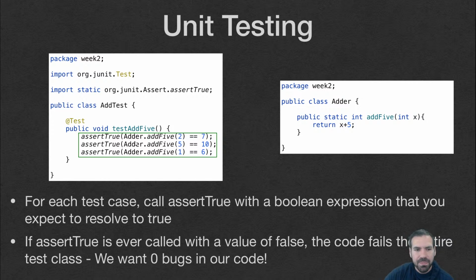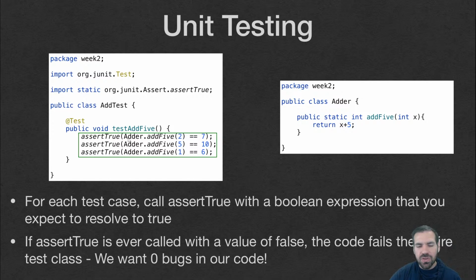So I expect this Boolean expression to be true. Adder.add5 of 2 should resolve to 7. That's what I expect, so this result should equal 7. I expect this Boolean expression to resolve to true, and I'm going to assert that it resolves to true. This is how we set up a test case in JUnit. So assertTrue is going to check, does this Boolean expression resolve to true? If it does, we're good. Nothing else to do. Just move on to the next line.